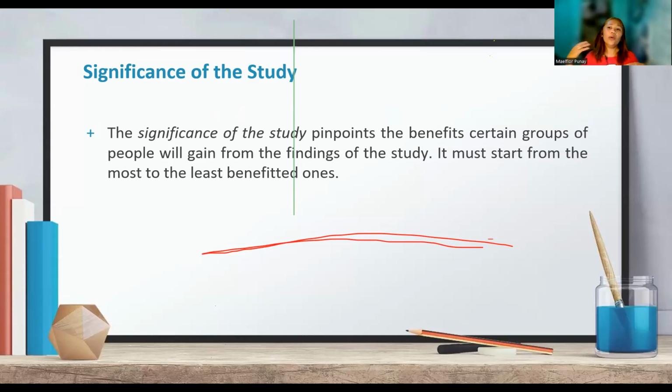So when dealing with your significance of the study, kung kinsa ang mga tao or group of people nga maka-benefit or maka-gain sa imong study, first nga ibutang is kinsa man ang least benefited. So it will start from the least to kinsa ang pinaka maka-benefit. Okay?